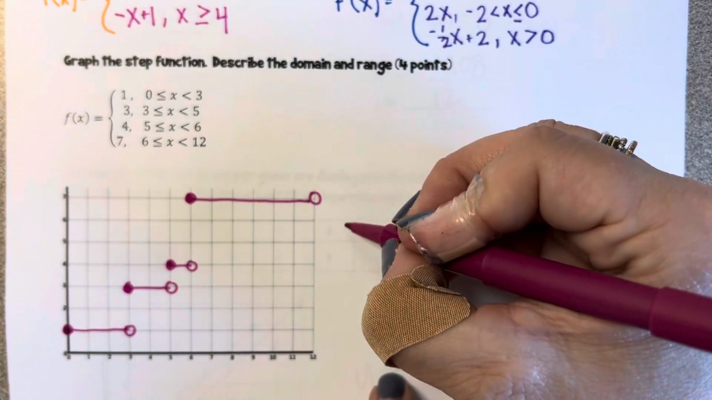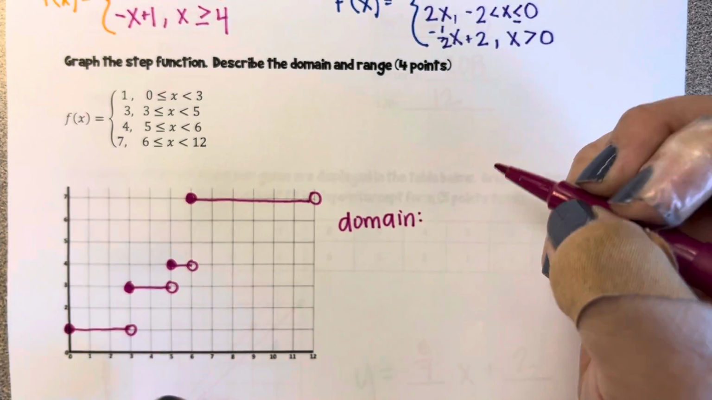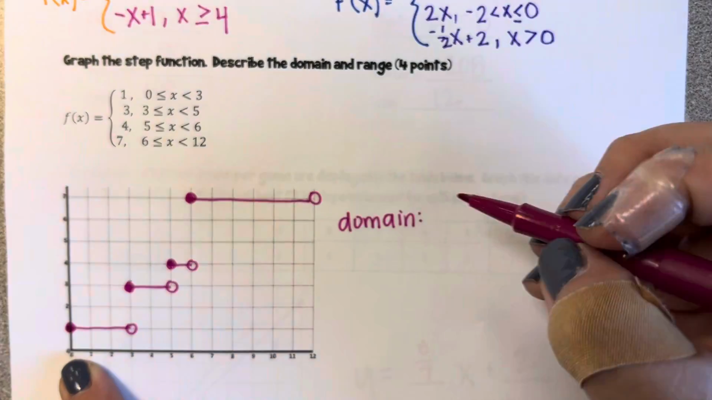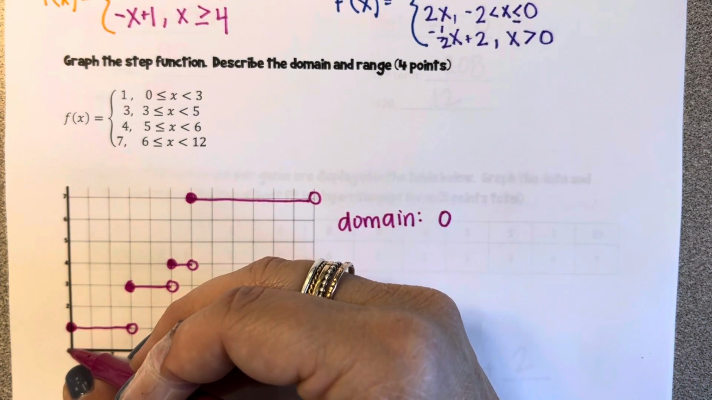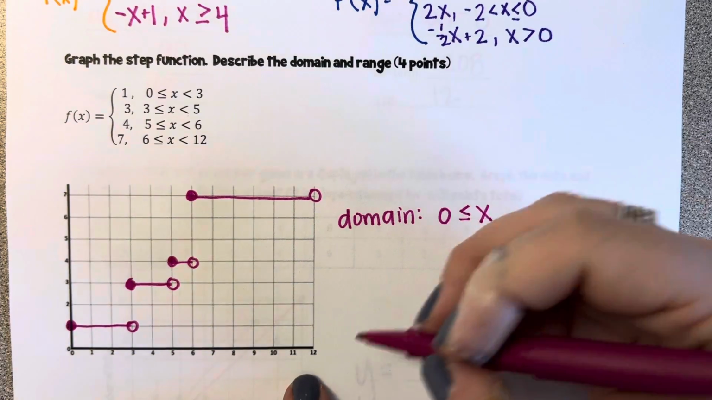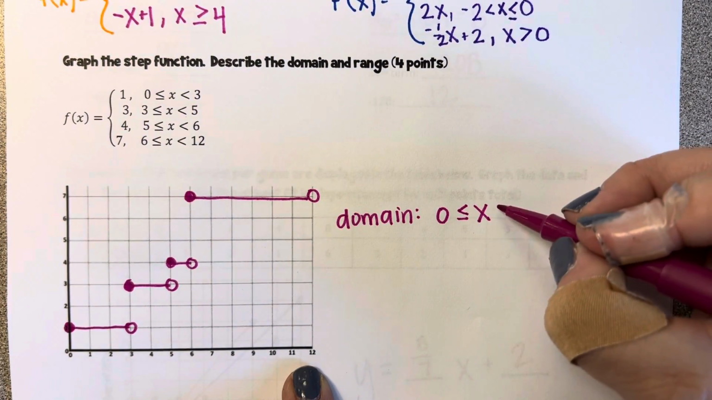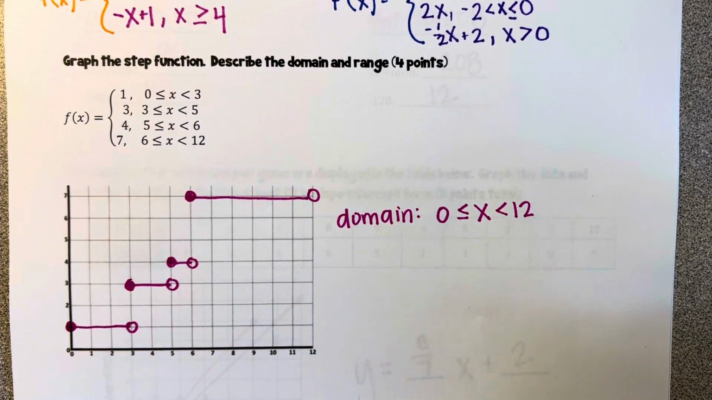So the domain are what are my possible x values. My smallest x is 0, and it could equal 0, right? Because it's a closed-in circle. And it goes all the way up to 12, but it can't equal 12, right? It's an open circle, so it could be 11.99999. It could be anything that's less than 12, not including 12.